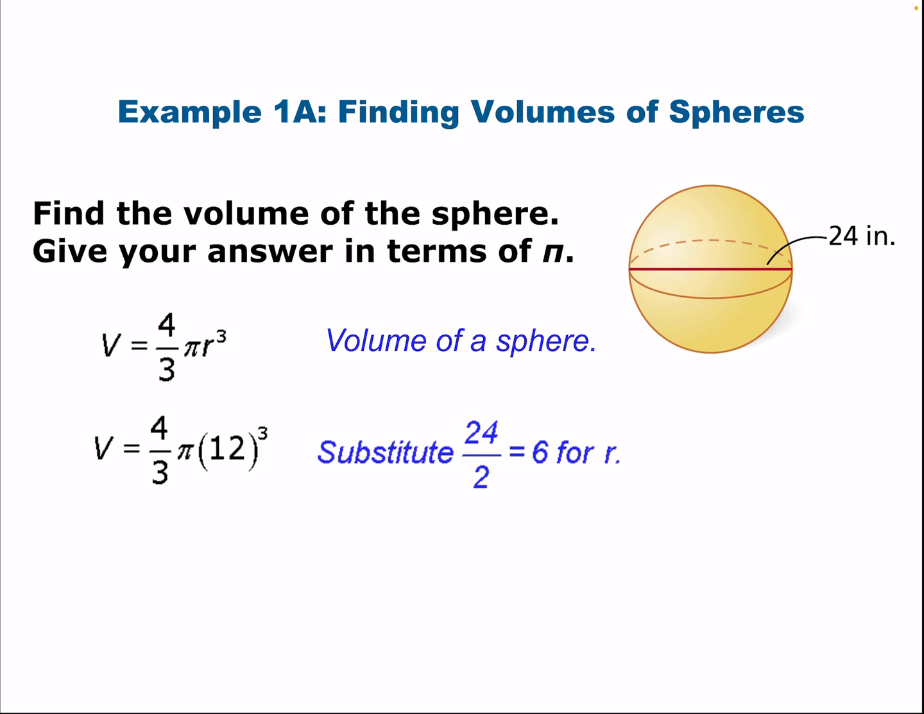1,728 divided by 3 is 576. Times 4 is 2,304 pi inches cubed. All we did was plug into our formula. We took 12 as our radius, cubed it, and then took what that was, divided it by 3, multiplied by 4. You could have multiplied by 4 and divided by 3. It doesn't matter.